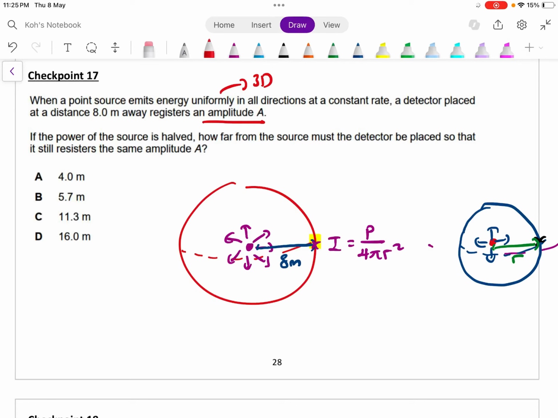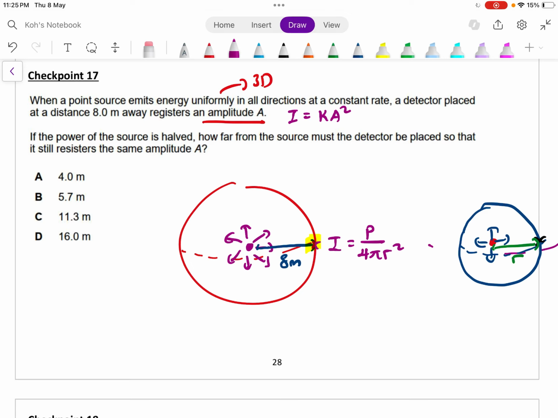Okay, so let's go through checkpoint 17. We have a point source emitting energy uniformly in all directions, meaning it's a 3D source, at a constant rate. A detector placed at a distance of 8 meters away registered an amplitude of A. Amplitude of A squared is as good as saying, for example, I is equal to KA squared.